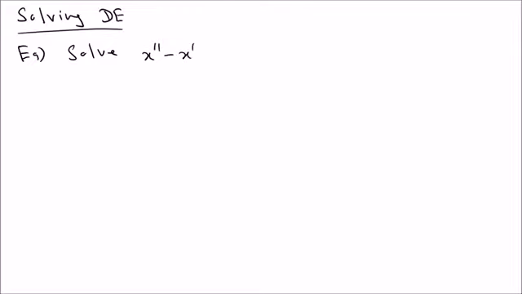So let's do solving differential equations. Let's look at this example. Solve x double prime minus x prime minus 6x equal, let's say, 5e to the negative 2t, along with x(0) equal 1 and x prime(0) equal negative 2.